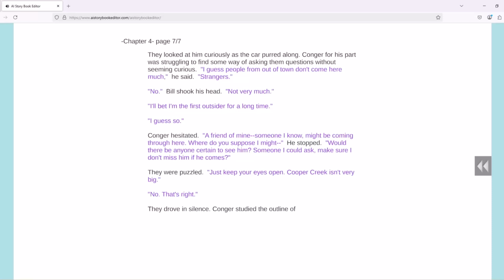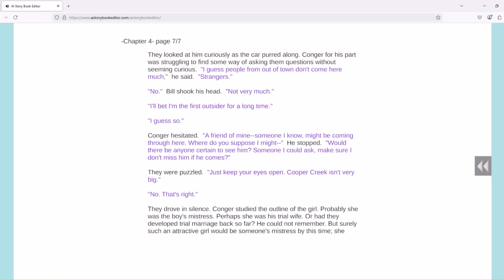Conger studied the outline of the girl. Probably she was the boy's mistress. Perhaps she was his trial wife. Or had they developed trial marriage back so far? He could not remember. But surely such an attractive girl would be someone's mistress by this time. She would be sixteen or so by her looks. He might ask her sometime, if they ever met again.